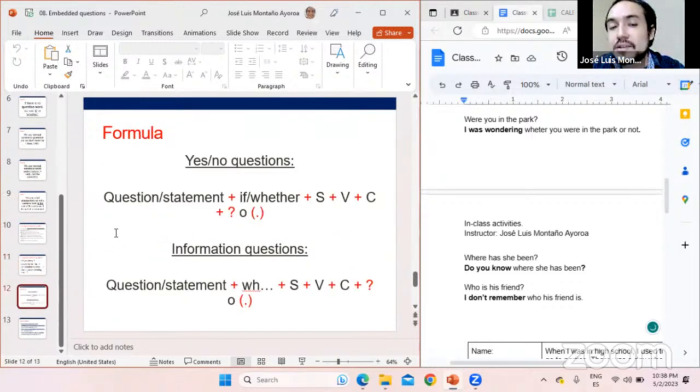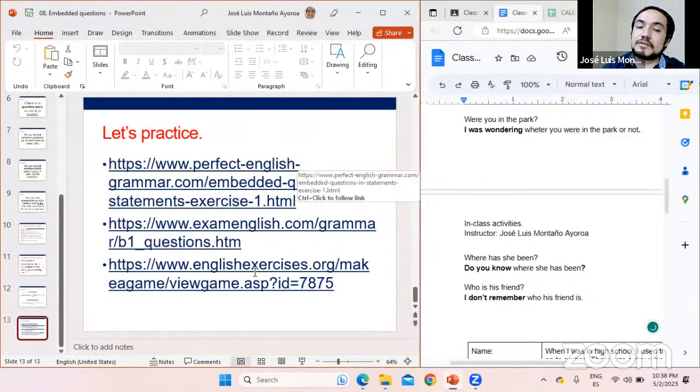Formulas, these are the formulas. This is what we did, right? Question or statement plus if or whether, if it's a yes/no question, or plus WH words if we are working with WH words. And then you have your list of links to practice. Okay, so we should be good.